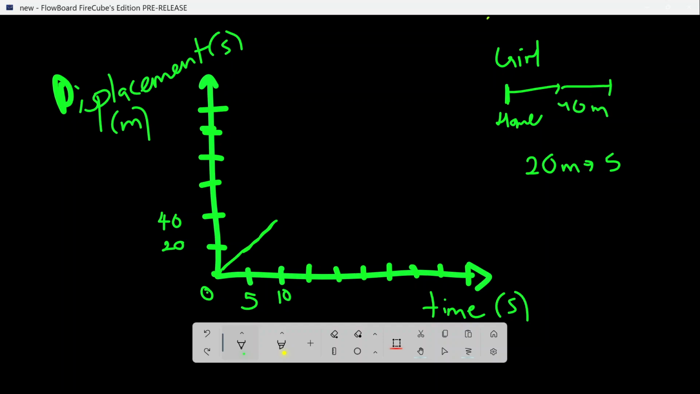Then let's say she stops somewhere, maybe at the bus stop, and she stays there for 5 seconds, so she's not moving. If you're not moving, you're not going to be moving any further away. So if you are 40 meters away from your home and you stop moving, you're going to stay 40 meters away from your home. So maybe she stays there for 10 seconds. At 15, she's still 40 meters away from home because she's not moving. At time 20, she's still 40 meters away from home because she's still not moving.